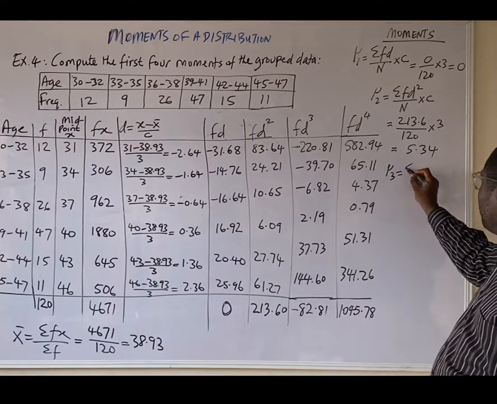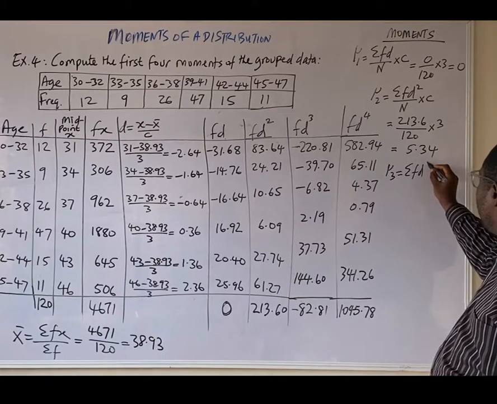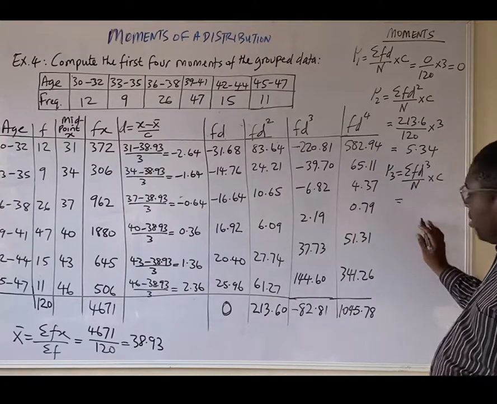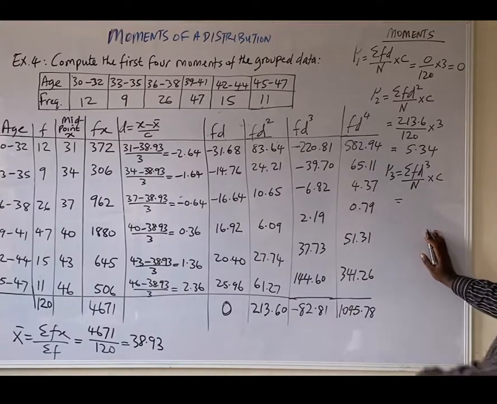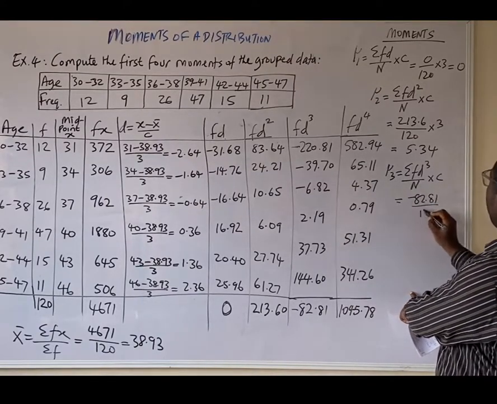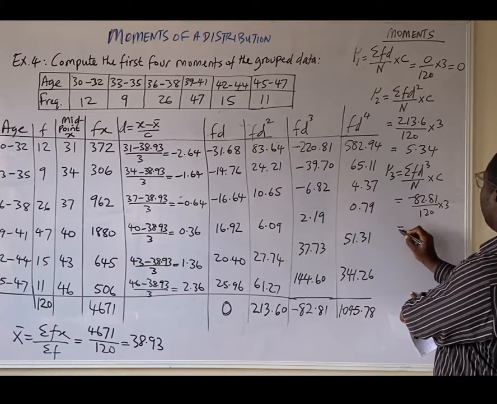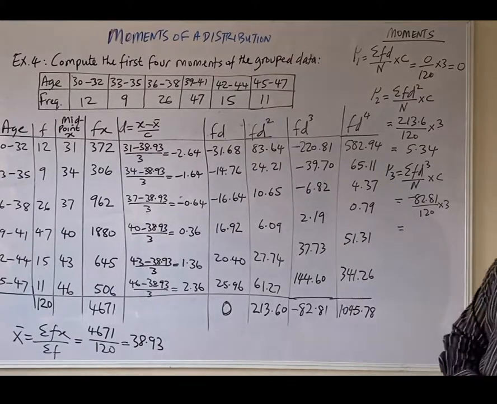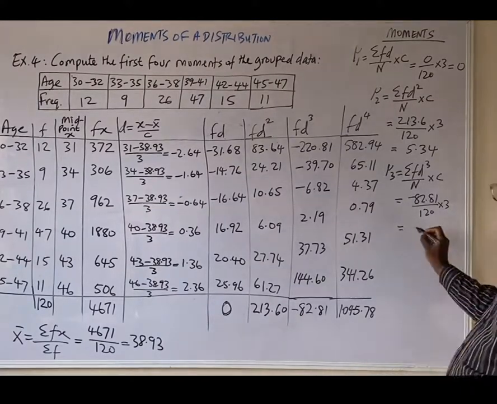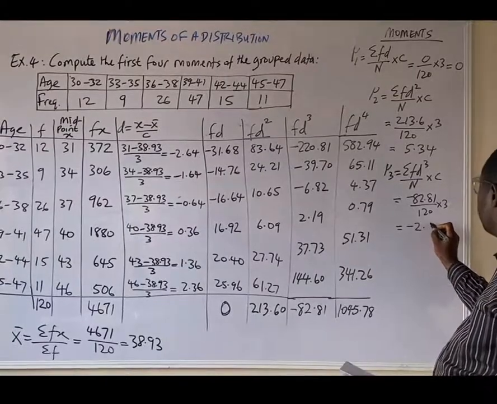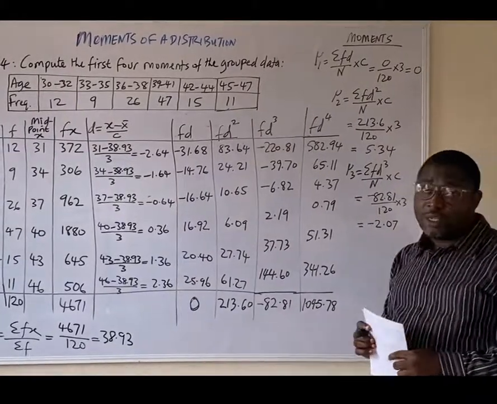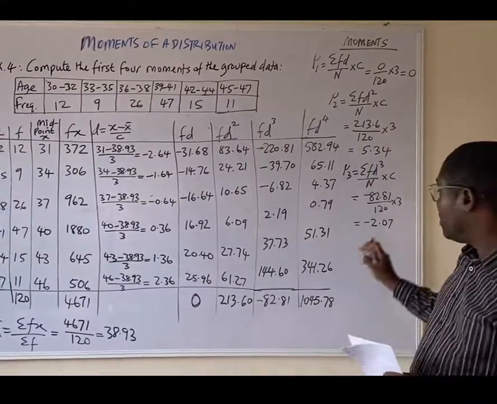The third moment will be summation FD raised to power 3 all over n times c. Okay, summation FD raised to power 3, that means that will be minus 82.81 all over 120 times 3. Can you do that? What's your answer? According to our solution here, we have minus 2.07. It means that this distribution is negatively skewed.